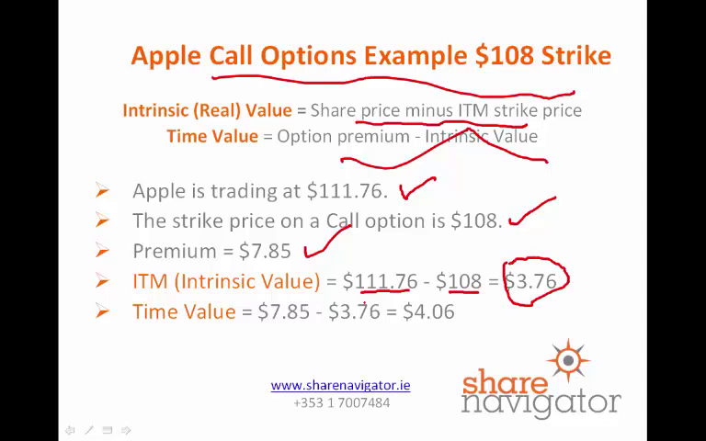On the time value side, now we can calculate the time value. It's simply the option premium, which we know was 7.85, minus the real value, which is 3.76, which is $4.09 in time value. Now this might not appear too important to you now because we haven't got into option strategies, but when we're teaching you in the covered call strategy to generate extra premium on shares that you own, you're going to really appreciate knowing how much time value is in an option.